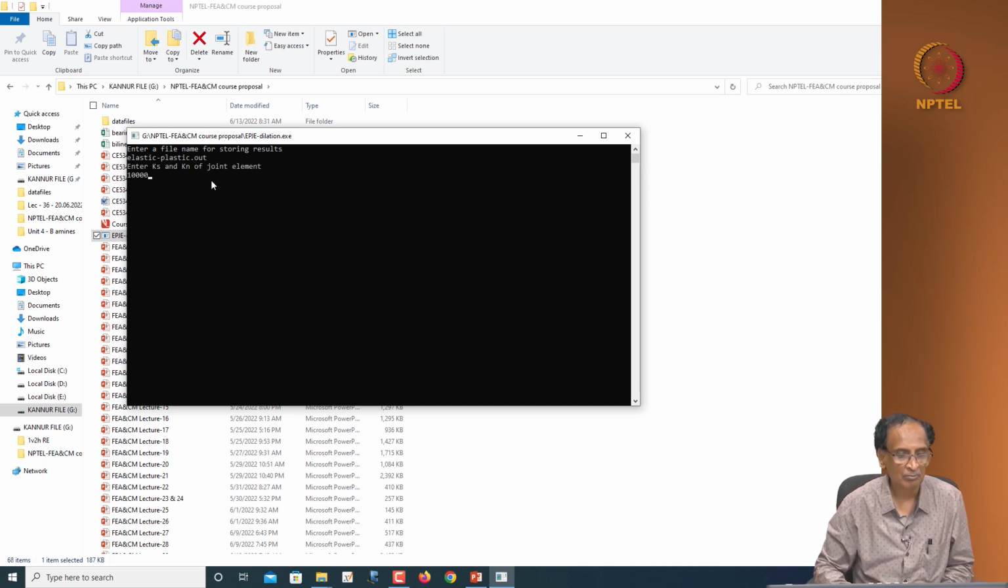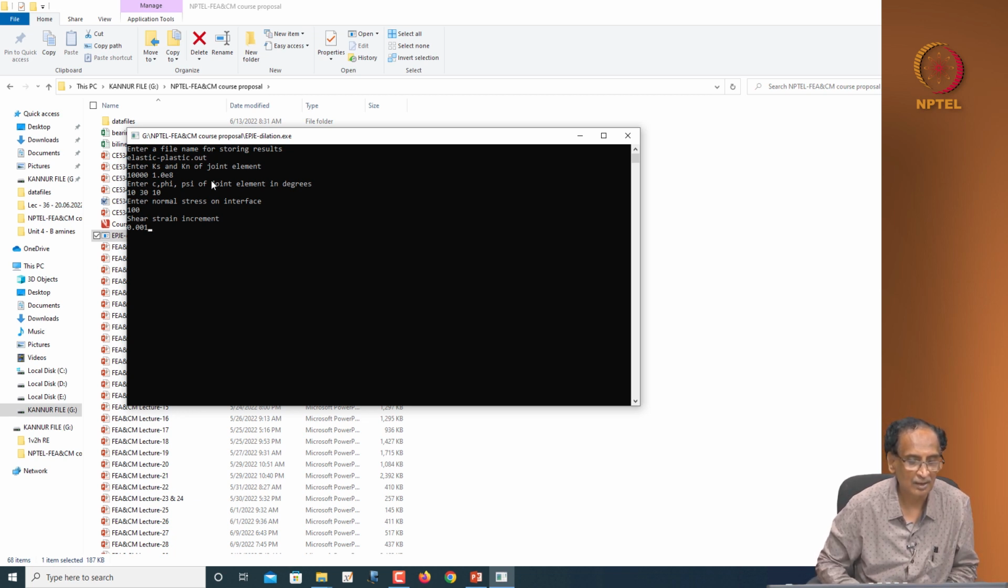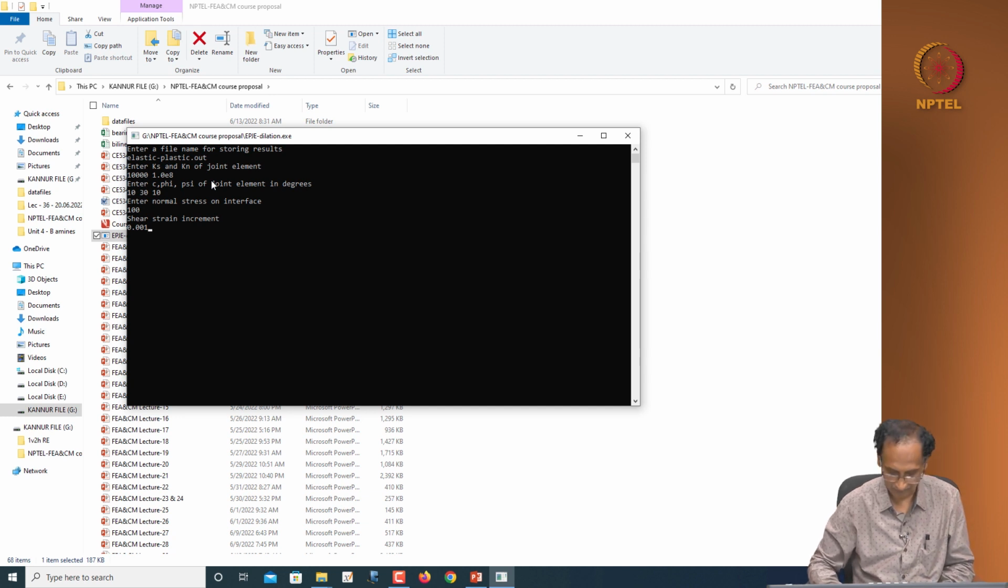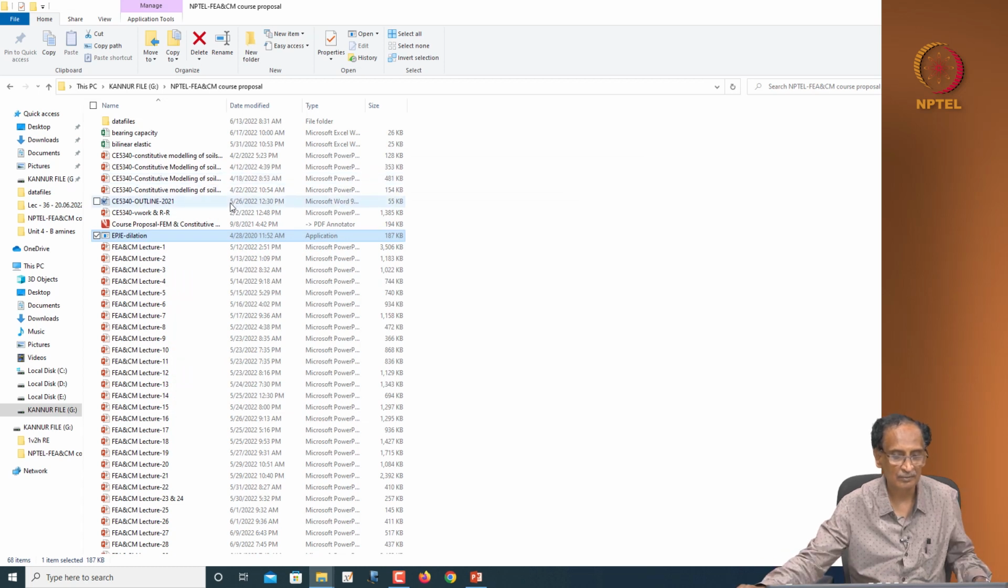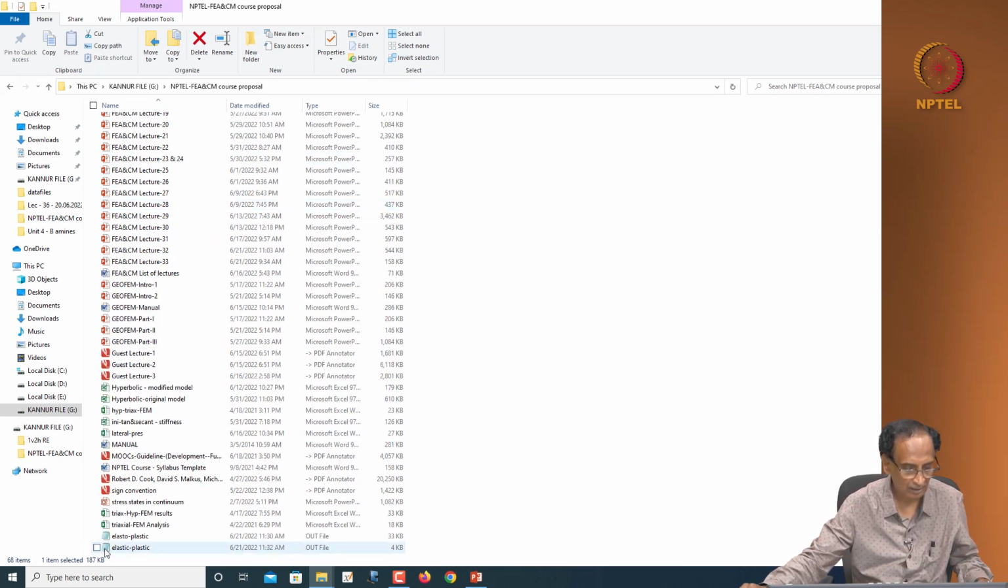Let's take Ks as 10,000 and Kn as a very large value. Okay, 10, 30, 10, and let's say 100, and a shear strain increment of 0.001. Okay, maximum strain, let's say 2. Right, I think now we'll get it.